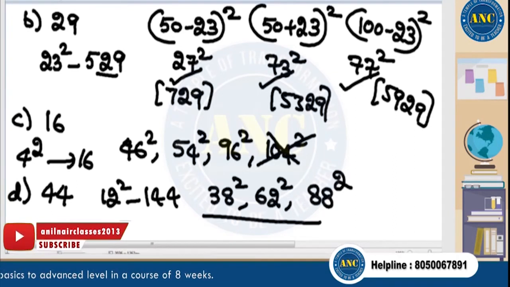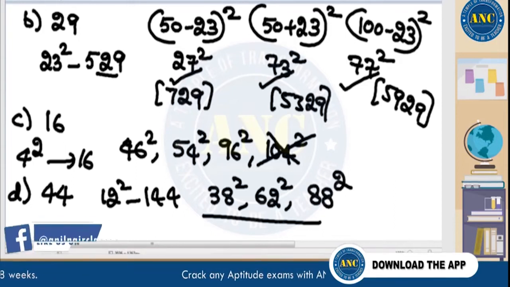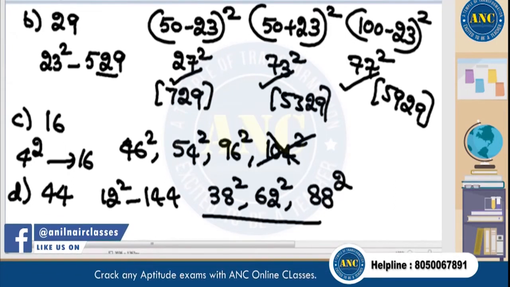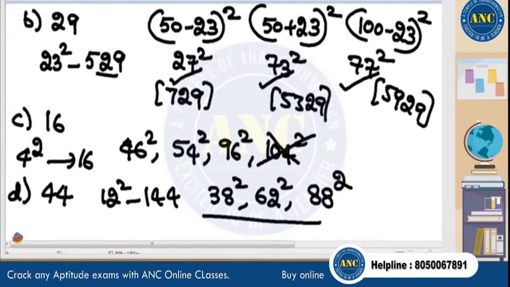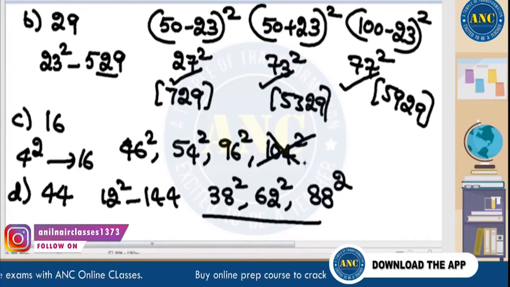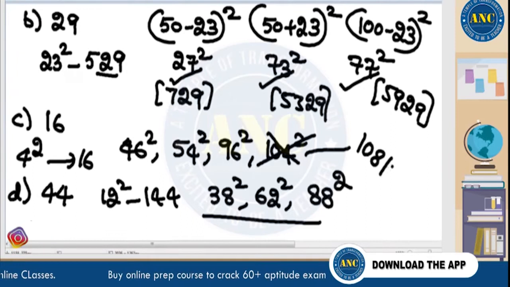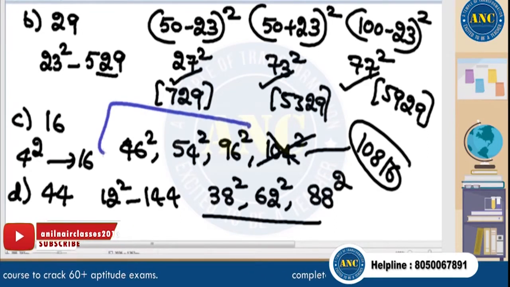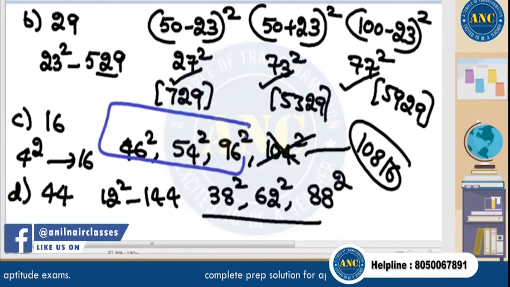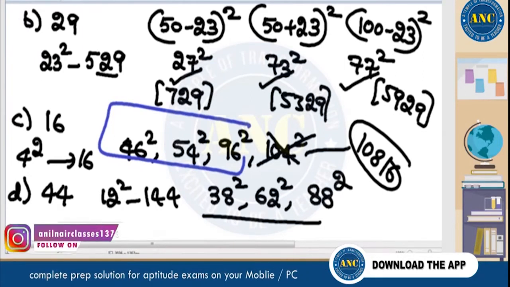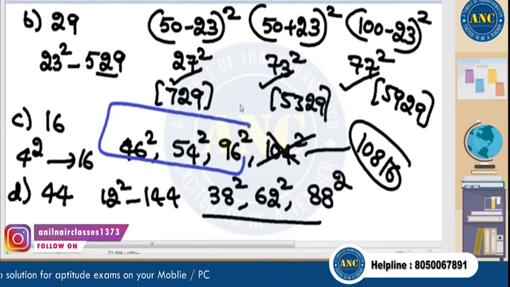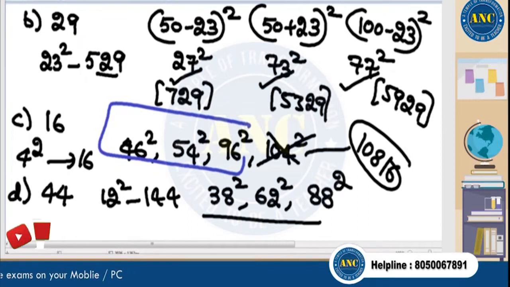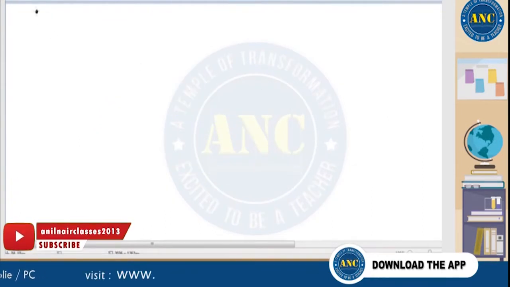I hope it is clear. Next. Now, I want you to say this answer very quickly. 104 square is 10816. But the question is, how many two-digit perfect squares? Please write down another question. I hope it is clear. Start creating your own questions.